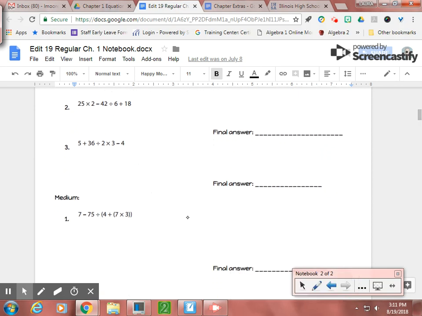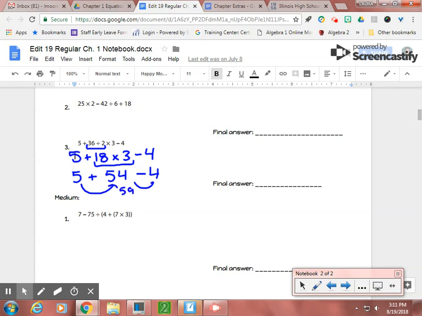Okay, our next one. Now we can't do these in the same step because they're attached to one another. So we want to work left to right. So our division is what's going to come first because that's what's on the left instead of the multiplication. So the 5 is going to stay where it's at. 36 divided by 2 is 18 times 3 minus 4. So then my next step would be to do the multiplication. That's going to give me 54. And now I would just do this all in one step in my head. That's going to give me 59. And then 59 minus 4 is 55.